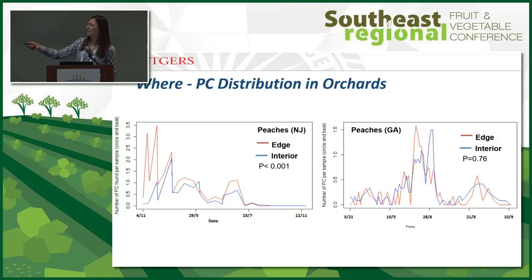So if you look at, and this is hard to see because it was put together by a postdoc with much better eyes than I do, but the red here is the edge of the orchard, and these are all 5-acre blocks.